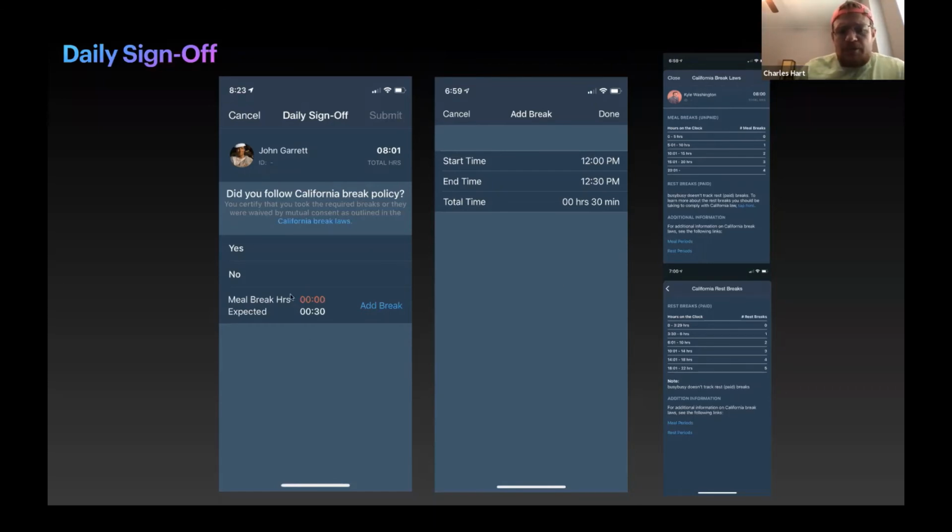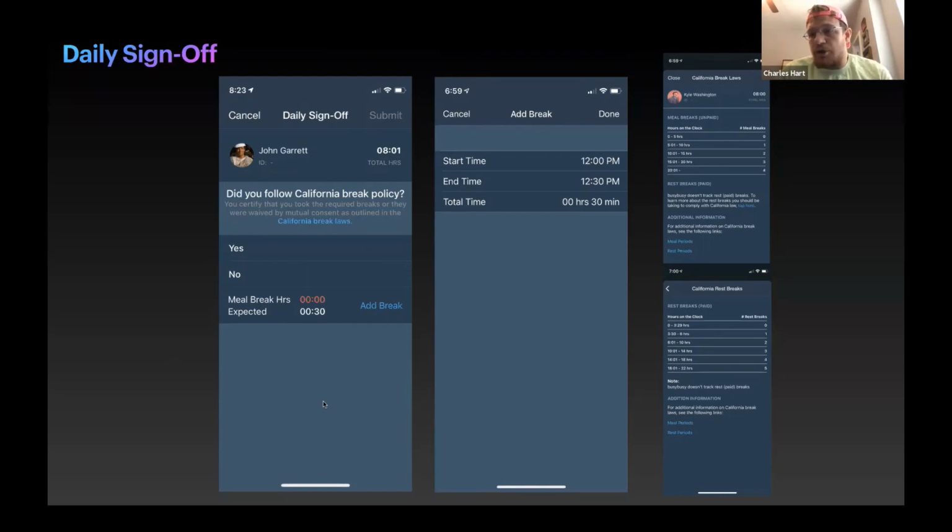The other thing we show them, with their meal breaks, is what their expected value is based off of their total for the day. So based on how long they've been working, we're giving them their expected total values. And there are ways that you could waive those.